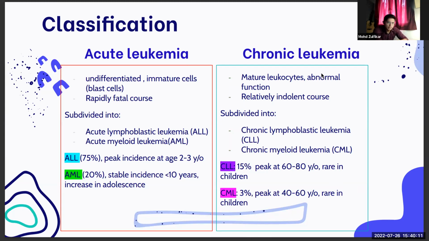For CLL, the incidence accounts for 15%, where the peak incidence happens at 30 to 80 years old. As I already mentioned, the chronic type of leukemia is a disease of the adult, and it is rare in children. CML is the least common, accounting for 3%, and the peak incidence happens at 40 to 60 years old, and it is also rare in children. So next slide.